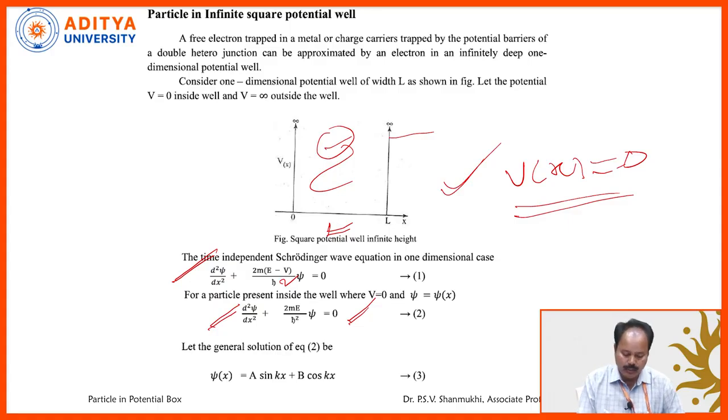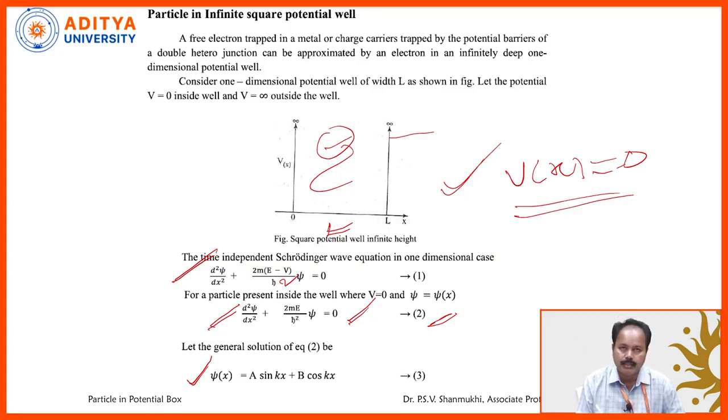To solve this, let us assume the solution psi of x is equal to A sin kx plus B cos kx, where A and B are arbitrary constants. So the solution of equation number 2 is of the form psi of x equal to A sin kx plus B cos kx. A and B are arbitrary constants, and we can get them by applying the boundary conditions.